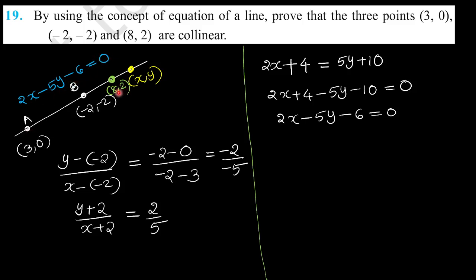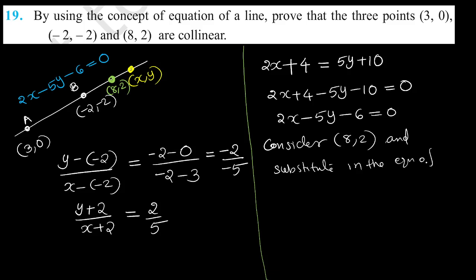So how can we know that 8 comma 2 lies on this line? Check whether 8 comma 2 satisfies this equation or not. Let me write that step. Consider 8 comma 2 and substitute in the equation of the line. Let us check whether it is satisfied or not. I am substituting 8 comma 2 in the equation of the line, meaning that I am putting x value as 8 and y value as 2. X coordinate 8, y coordinate 2.